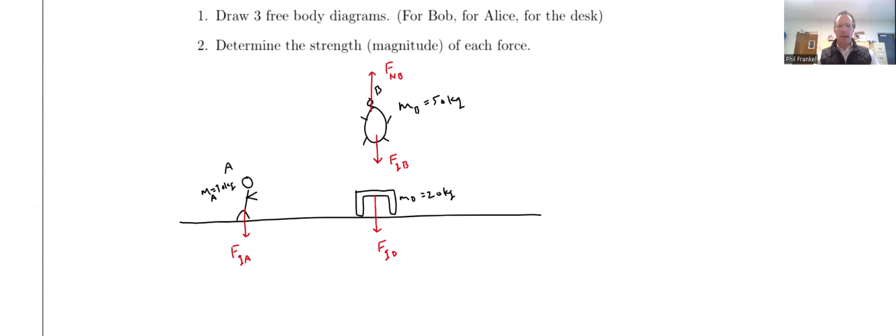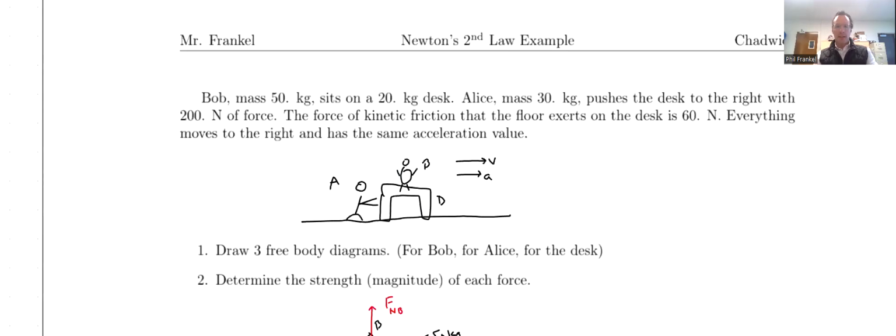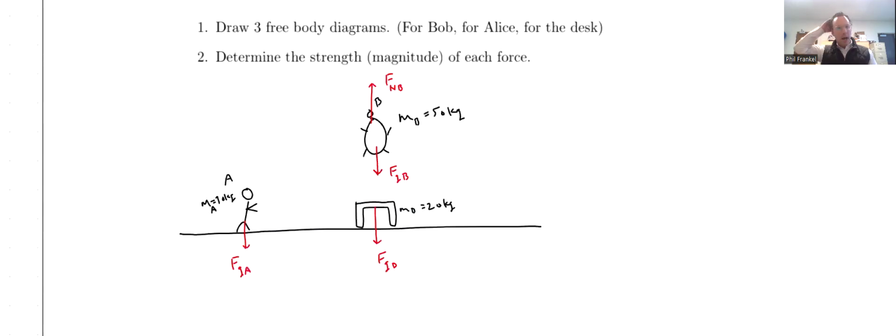Now, are there any other forces on Bob? Remember, everything is moving to the right and accelerating. So if everything's accelerating to the right, Bob must be accelerating to the right. There must be some net force on Bob directed to the right. And the only force capable of pushing Bob to the right is a force that the desk exerts on Bob in this direction. This is what I'm going to call FSB, the force of static friction acting on Bob.